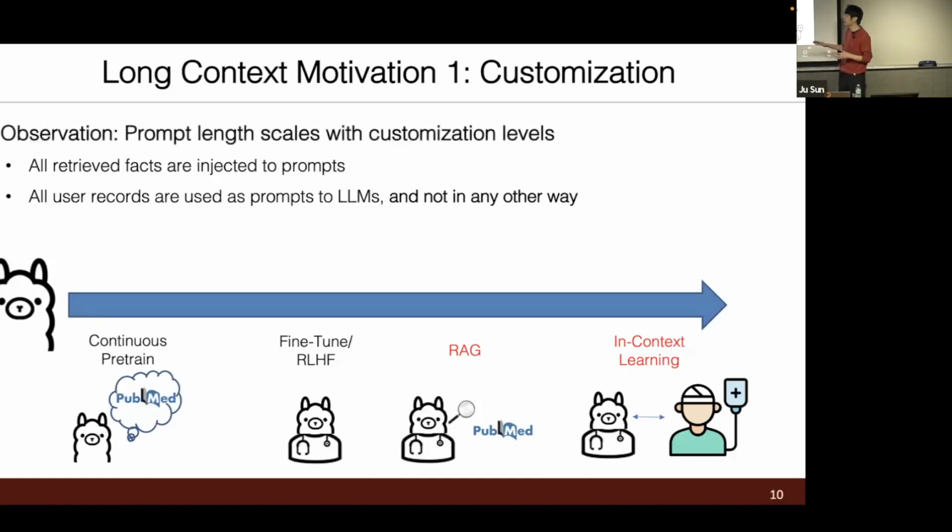So the first observation is that the prompt length scales with the customization level. So you can imagine if you want a super detailed answer that is tailored to your own conditions, you probably need to feed lots of information.